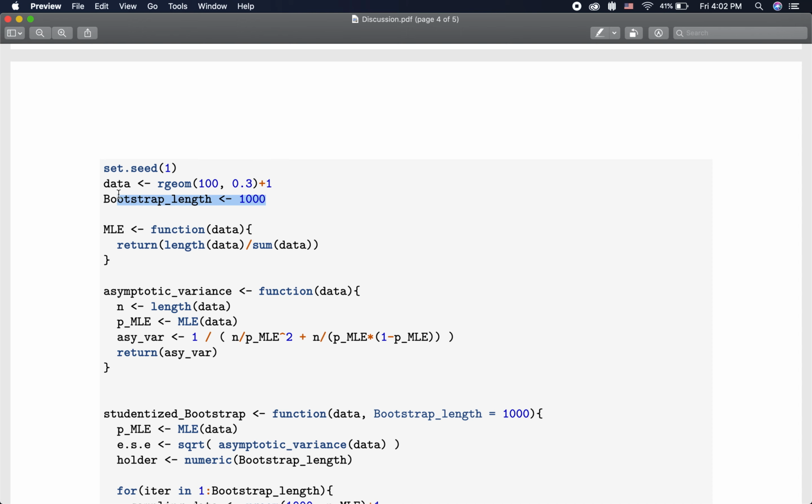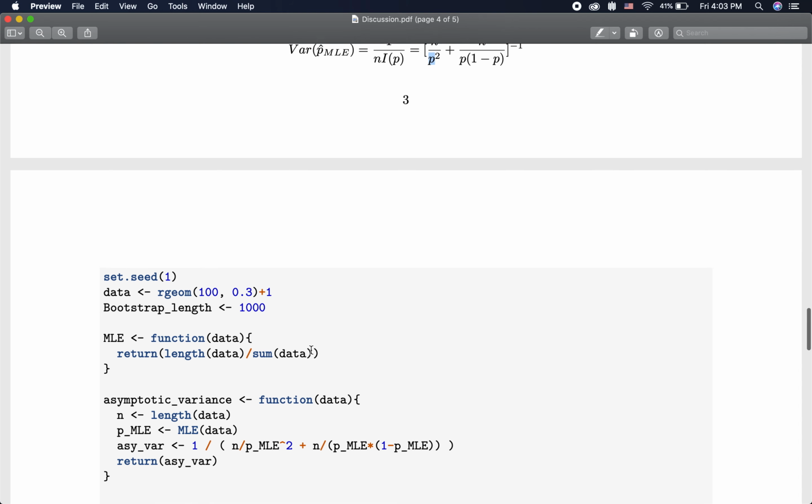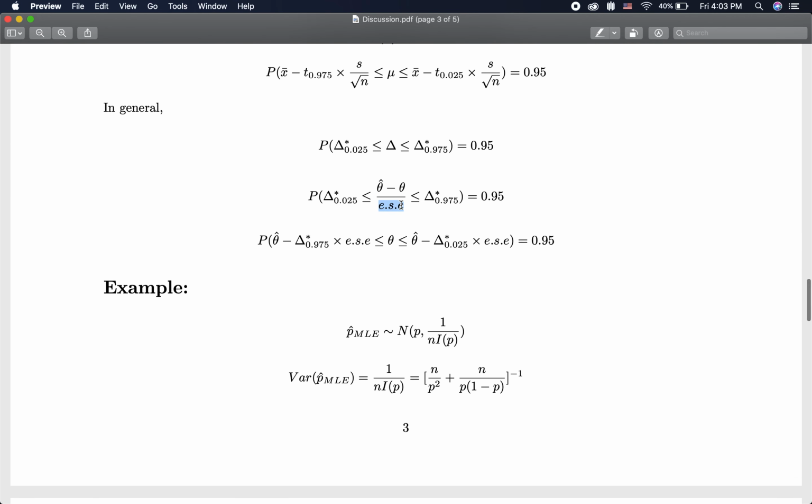Okay, so again here, pretend that this is our observed data set. We observe 100 data points, and then we are going to run 1,000 simulations for the bootstrap. Again, this is the function: given the data, return the MLE. And here is another function: given the data, return the asymptotic variance. This is just our code for this one. The P here is replaced by the MLE, so all the P here we replace with the MLE. So from the data, we can get the P MLE, and from there we can get the asymptotic variance of the parameter MLE. So we define two functions: one returns the MLE, the other returns the asymptotic variance, and the square root of the asymptotic variance will be the estimated standard error.